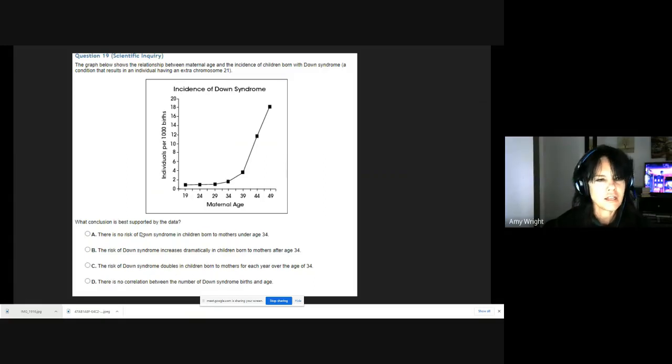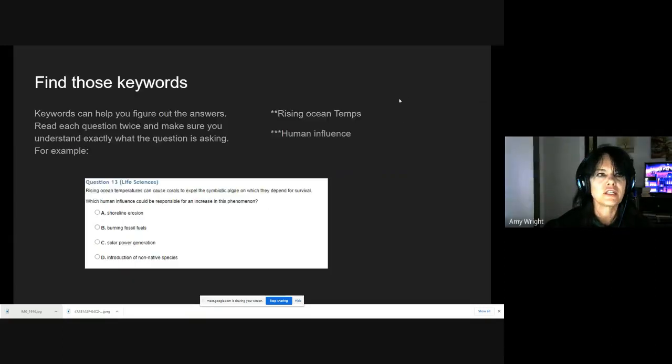So let's get rid of our garbage answer, D, and A, that's also garbage because we obviously have some incidences of Down syndrome. It's not high, but it's there. So if we were to whittle our answers down to B and C, I can tell you right away that B is the correct answer. It just increases dramatically. It doesn't seem to double. So the answer is B. So if you've looked at this chart first and you understand it, finding the answer is going to be pretty easy. Now we're going to do this question here.